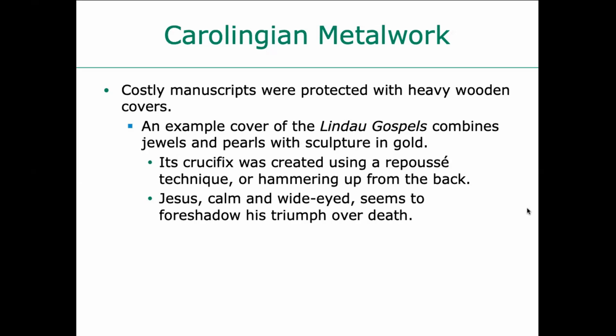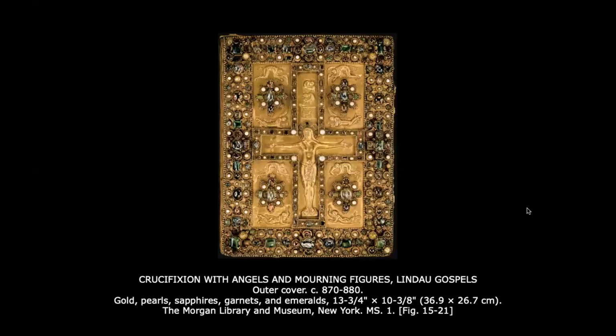So costly manuscripts were also protected with heavy wooden covers. An example cover of the Lindau Gospels combines jewels and pearls with sculpture and gold. Its crucifix was created using a repoussé technique, or hammering up from the back. Jesus is calm and wide-eyed and seems to foreshadow his triumph over death. So here you see all of the jewels, and this is covering an illuminated manuscript, and it's called the Lindau Gospels. And again, Christ appears triumphant.